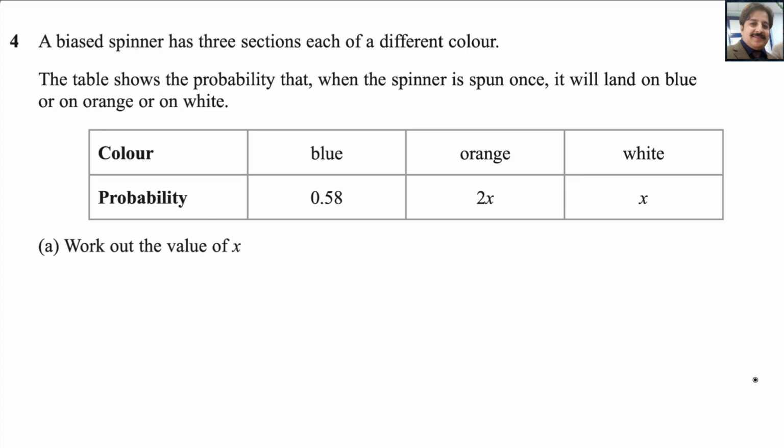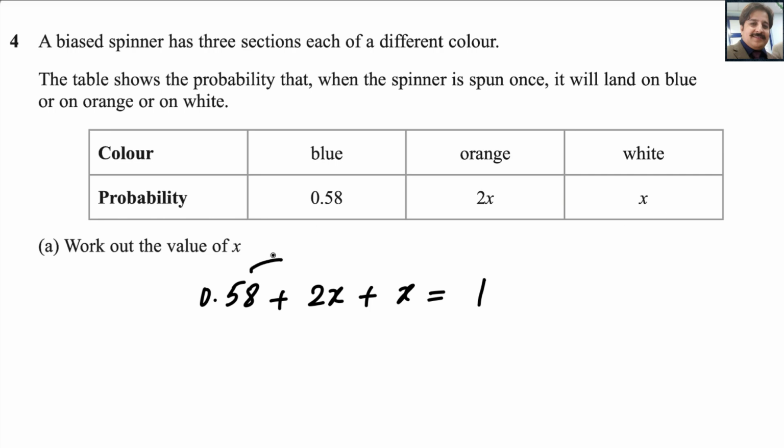If you know the rule for probabilities, we know that the total probability for any event is always equal to 1. In this case, we have these three events like blue, orange, or getting white. So we'll add them all. It should be equal to 1. 0.58 plus 2x plus x is equal to 1. Again, I'm repeating my words. Probability for all the events in one experiment is always equal to 1. Maximum probability. So sum of all these three values should be equal to 1.